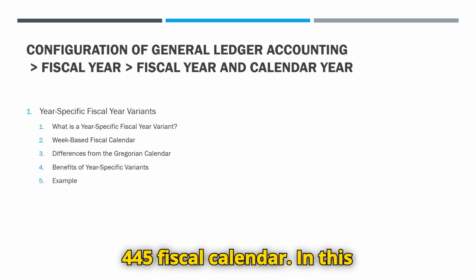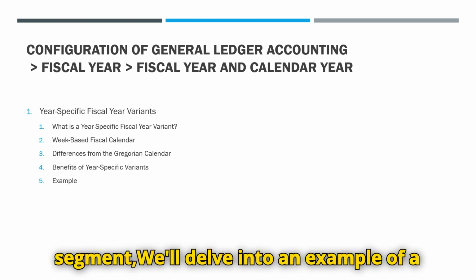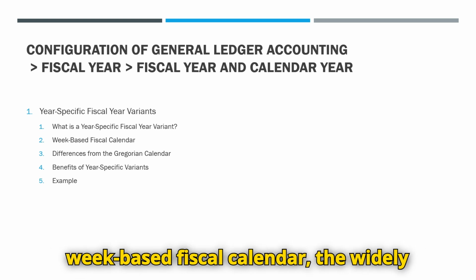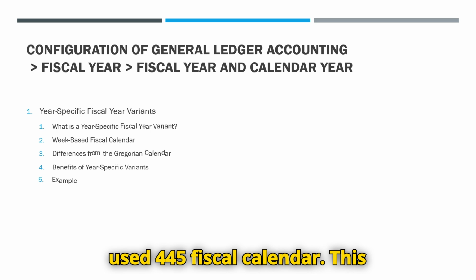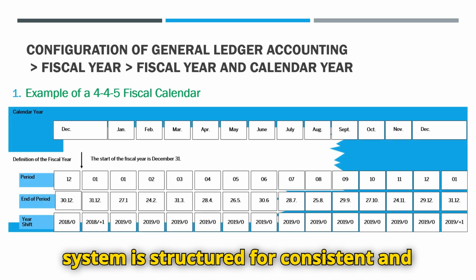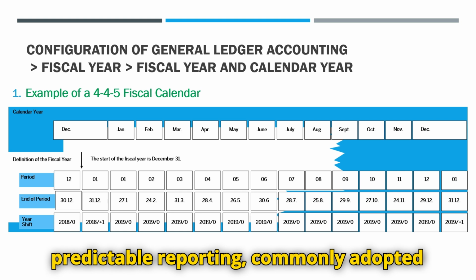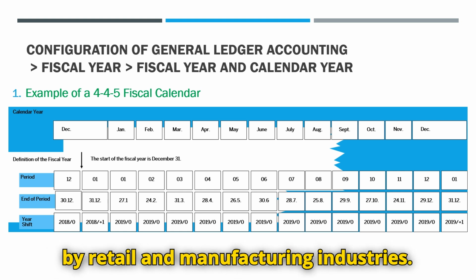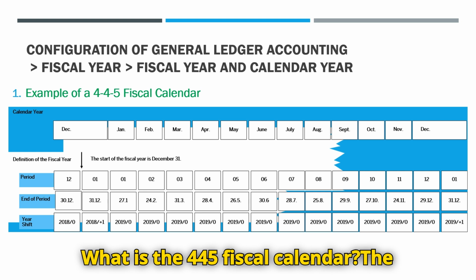Example of a 445 fiscal calendar. In this segment, we'll delve into an example of a week-based fiscal calendar, the widely used 445 fiscal calendar. This system is structured for consistent and predictable reporting, commonly adopted by retail and manufacturing industries. What is the 445 fiscal calendar?